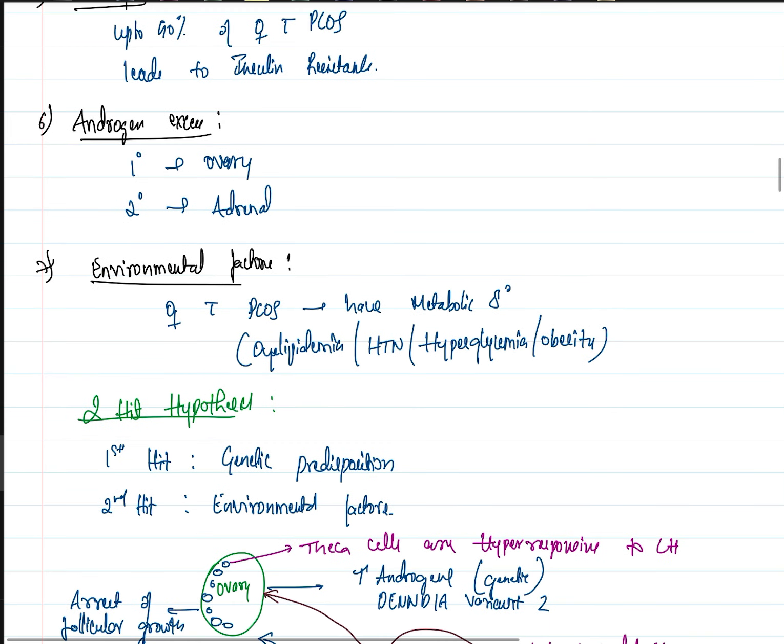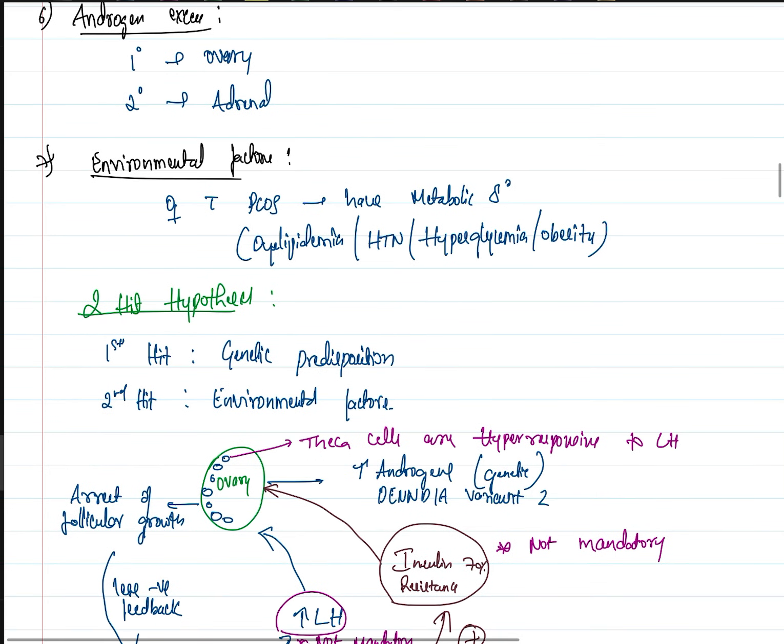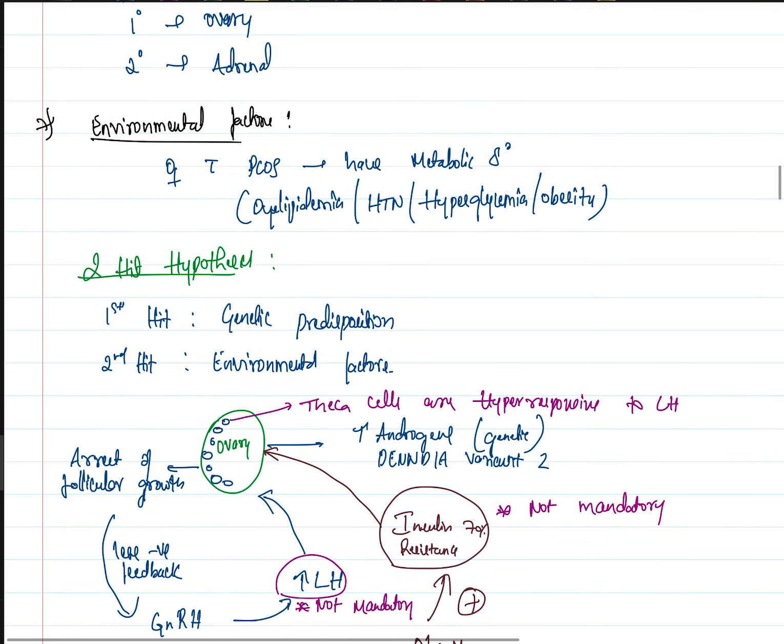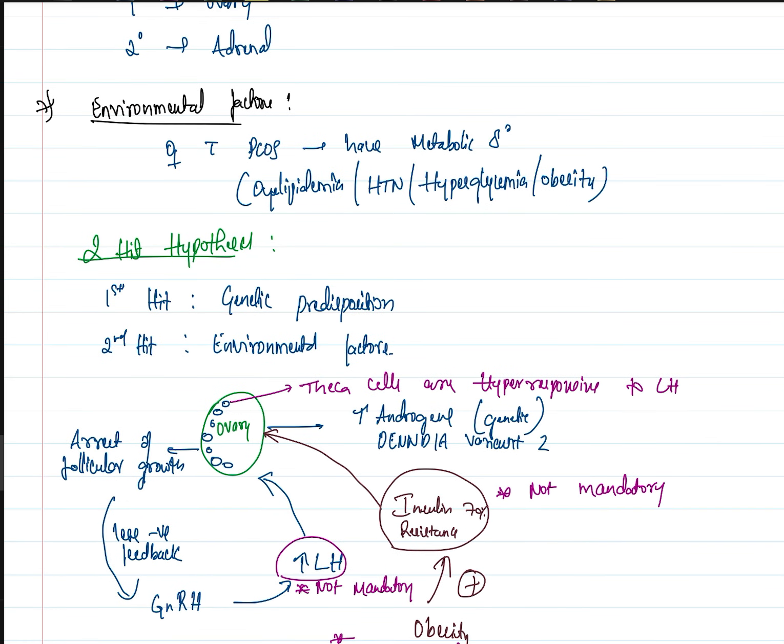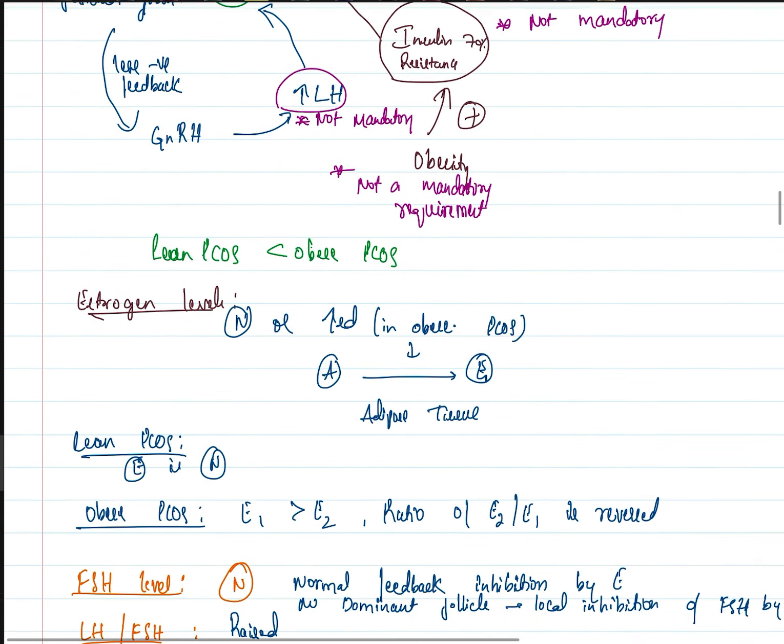Androgen excess could be from the ovary, primary, or secondary from the adrenal glands. And environmental factors, what are the factors which lead to PCOS? That is metabolic syndrome, dyslipidemia, hypertension, hyperglycemia, and obesity.